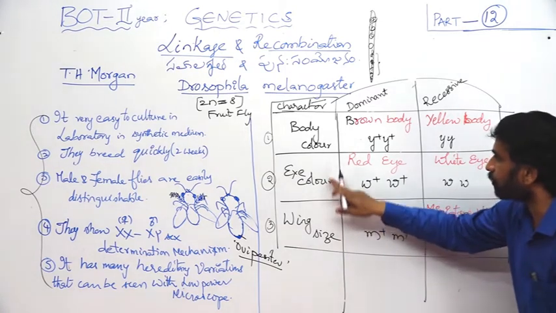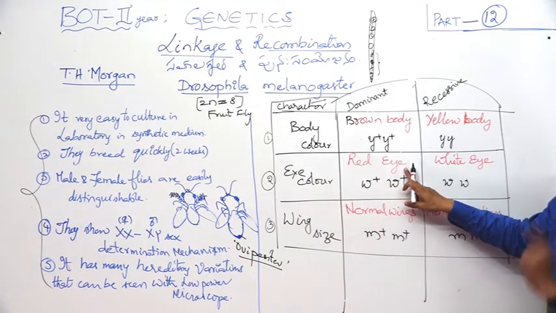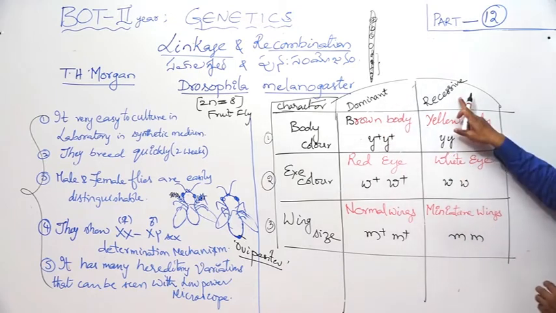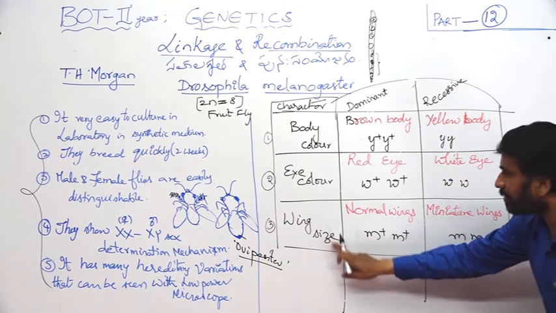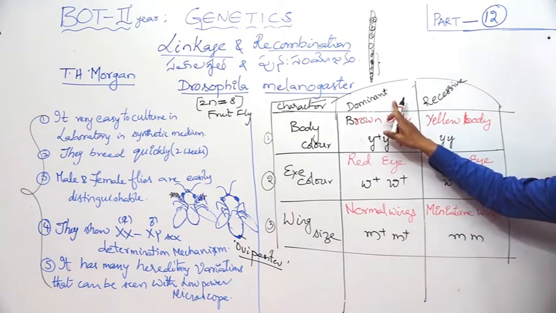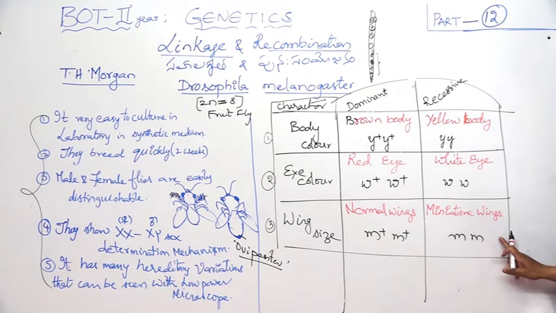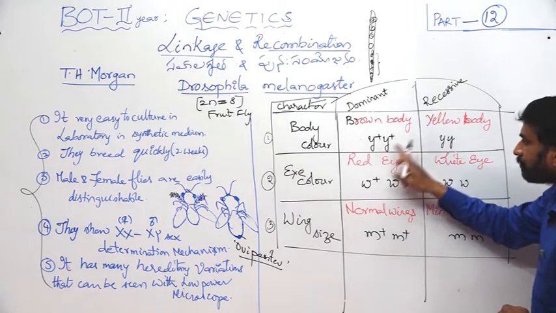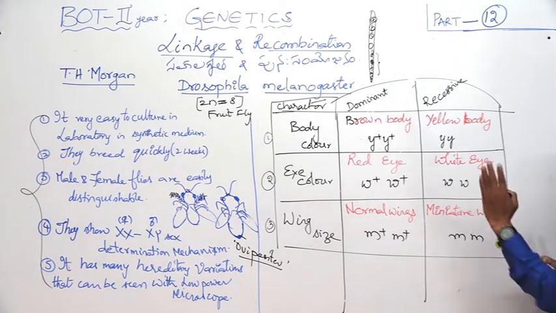ఐ కలర్ సెలెక్ట్ చేసుకున్నాడు, ఐలో రెడ్ ఐ ఉండటం అనేది డామినెంట్ క్యారెక్టర్, బహిర్గతత్వ లక్షణం. వైట్ ఐ ఉండటం అనేది రెసివ్ అంతర్గత లక్షణం. వింగ్ సైజ్ అంటే రెక్కల యొక్క పరిమాణం తీసుకుంటే నార్మల్ వింగ్స్ అనేది డామినెంట్ సైజ్ అవుతుంది. రెసిసివ్ వింగ్స్ ఉండటం అనేది, దట్ ఈస్ రెసివ్ క్యారెక్టర్ ఈస్ మినియేచర్ వింగ్, చిన్న చిన్న రెక్కలు కలిగి ఉండటం అనేది రెసిసివ్ క్యారెక్టర్ అవుతుంది. నౌ హియర్ ద రిప్రజెంటేషన్ ఆఫ్ alleles is, see brown body, so okay, he represented the alleles like this.